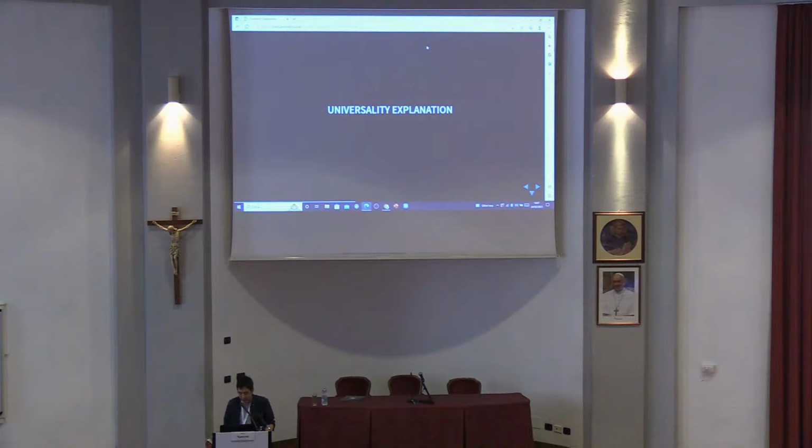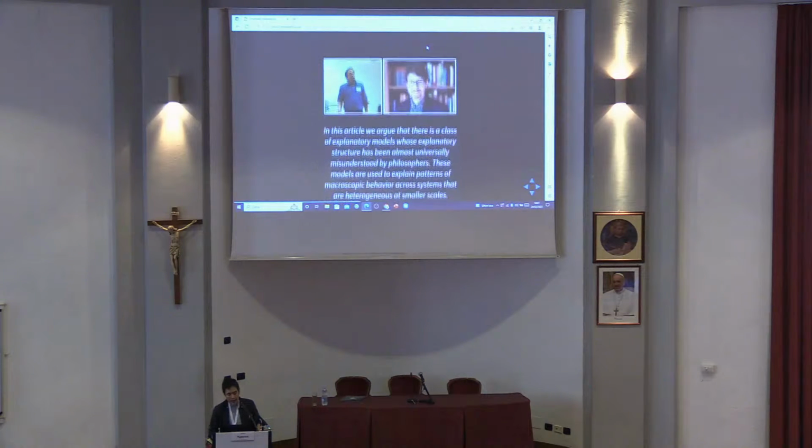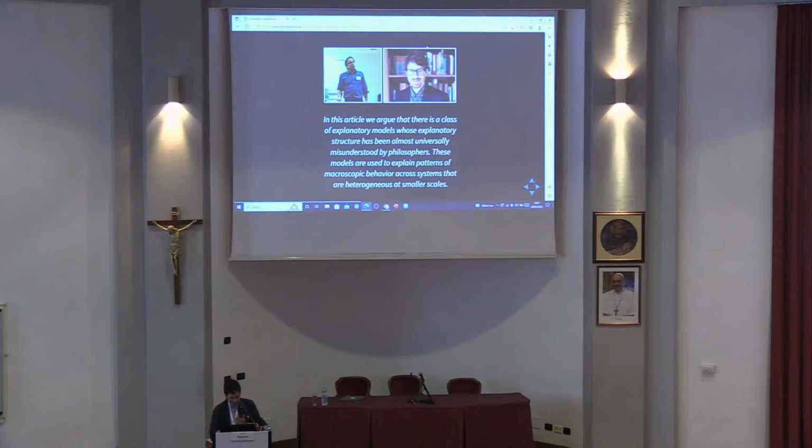Okay, so what about universality explanations? The way, at least, that it's understood in the contemporary literature goes back to these two philosophers here, Bob Batterman and Colin Rice. What they argue is that there's a class of explanatory models whose explanatory structure has been almost universally misunderstood by philosophers like Hempel with the deductive-nomological account, or like Strevens with his kairetic account of explanation. According to Batterman and Rice, what makes these types of explanatory models special is that they're used to explain patterns of macroscopic behavior across systems that are heterogeneous at smaller scales.